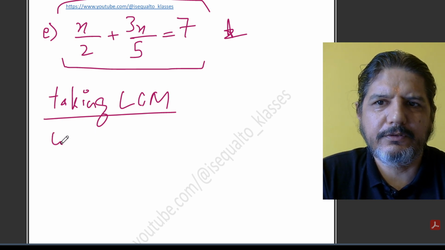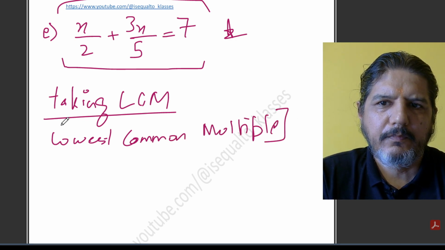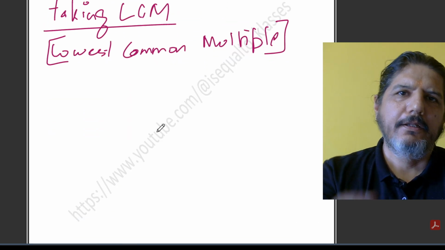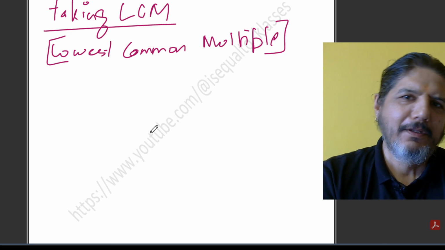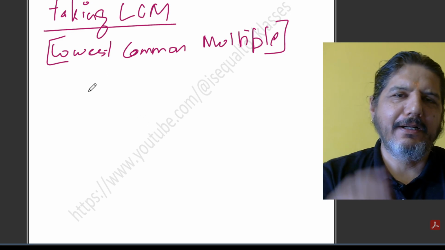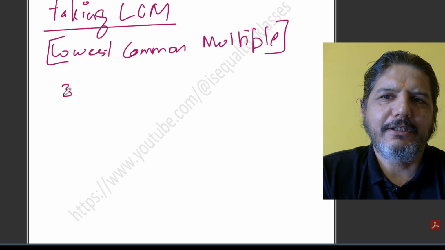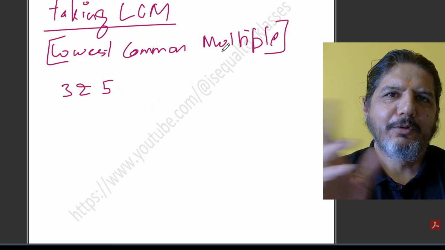So LCM is the lowest common multiple. This seems to be tricky, but is a very simple topic. What it is trying to say is, I'll take a very simple example to explain this. For example, I have to find the LCM of 3 and 5. So we'll go one by one.